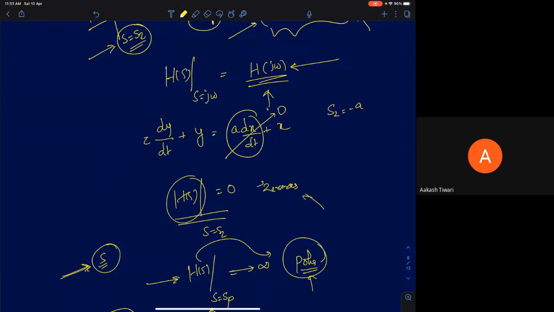Okay, this term will go to 0. So zeros will not really have any impact on the steady state behavior of a system. Steady state behavior generally is determined by the poles.